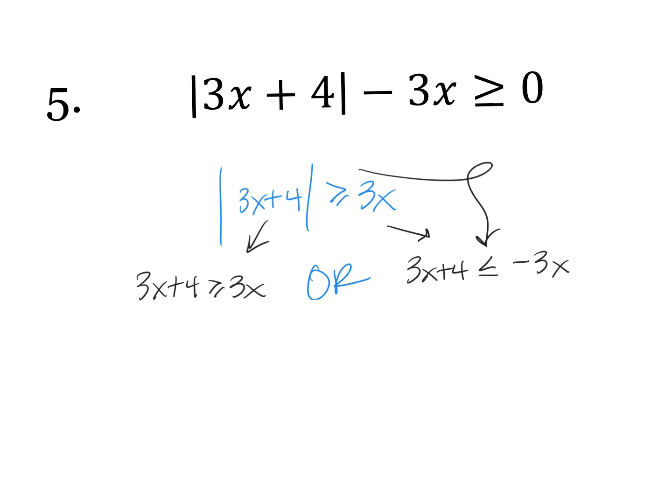Let's see. If we go solve for x on this one, what's happening with my x's? They don't exist anymore. If I subtracted my 3x's, wouldn't I have 4 is greater than or equal to 0? Which is true, Hayden says. That's true. 4 is bigger than 0. Let's see what the other side does.